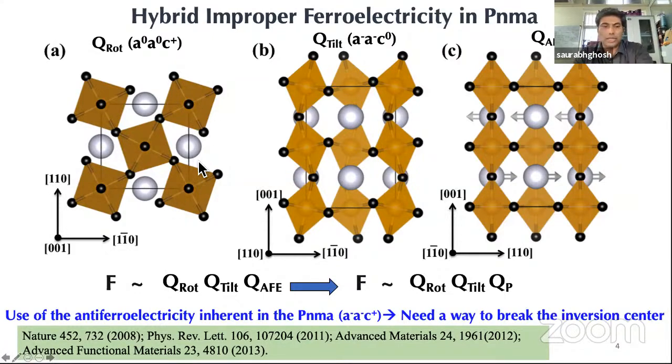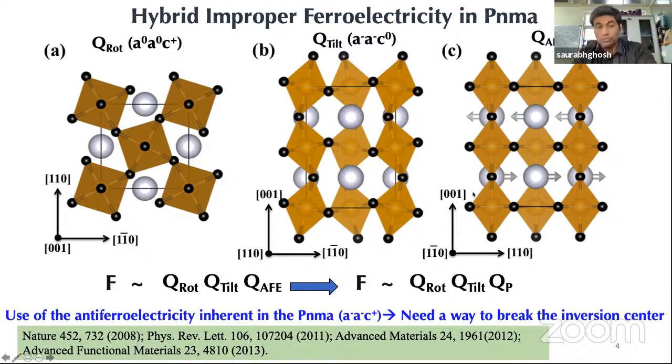And in the antiphase rotation, you say it A minus C plus. And then you have these tilt distortions, octahedra tilting along A or B. And this antiphase rotation, you define this as A minus C0. And then you have this antiferroelectric A cation displacement. In here, basically two AO layers move in opposite directions. You can see that one AO layer is moving in the positive x direction, then another AO layer is moving in the opposite direction.